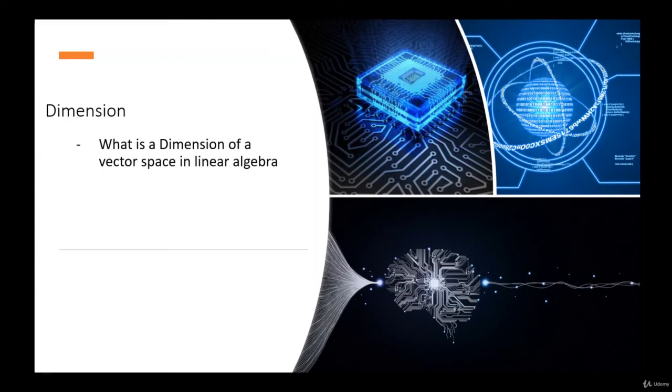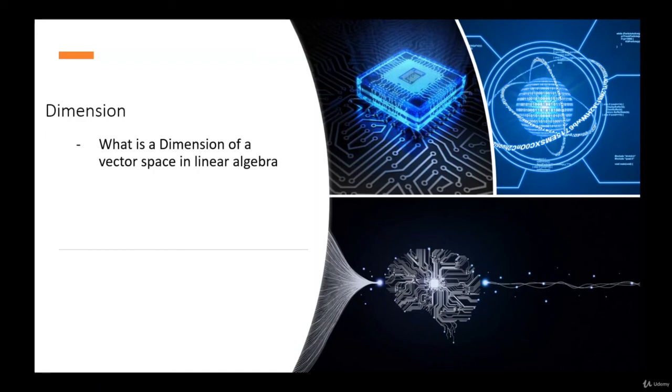For the dimension of a vector space, let's say we have a vector space V. If this vector space is spanned by a finite set, then V is said to be finite dimensional, and in this case the dimension of V will be the number of vectors in a basis for V. Now let's say we have the zero vector space. In this case, the dimension will be defined as 0.